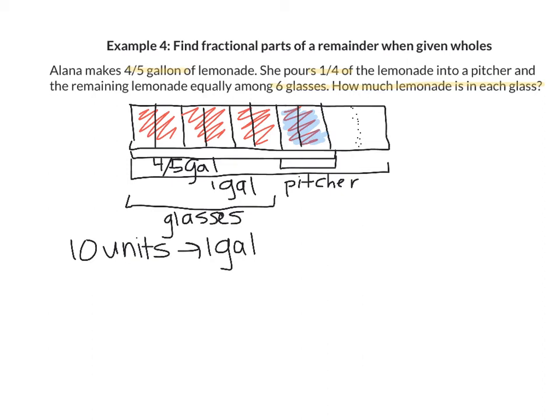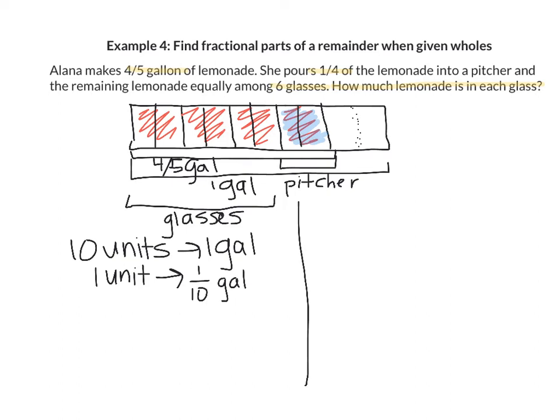We can figure out how much 1 unit is equal to by dividing by 10. Since 10 units divided by 10 is equal to 1 unit, 1 gallon divided by 10 would be equal to 1/10 gallon. So there is a 1/10 gallon of lemonade in each glass.